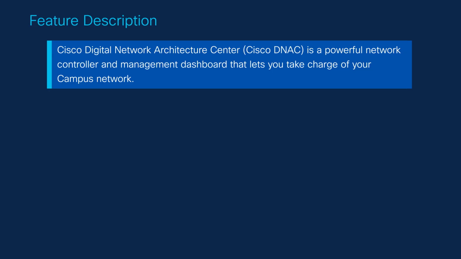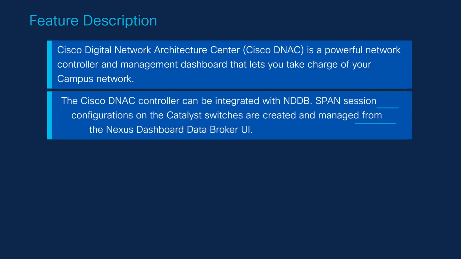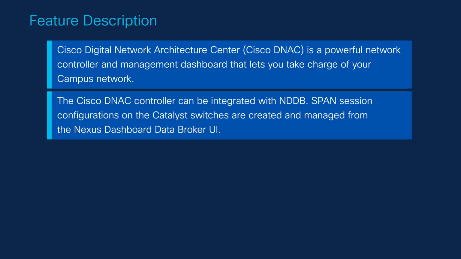To solve this problem statement, we have an integration in the NDB controller where the NDB controller can talk to the Cisco DNA controller for your span automation. Cisco DNA controller is a powerful controller to do the management for your campus networking. Once the Cisco DNA controller is added to the NDB controller, it's going to automate all the span configurations directly from the NDB UI.